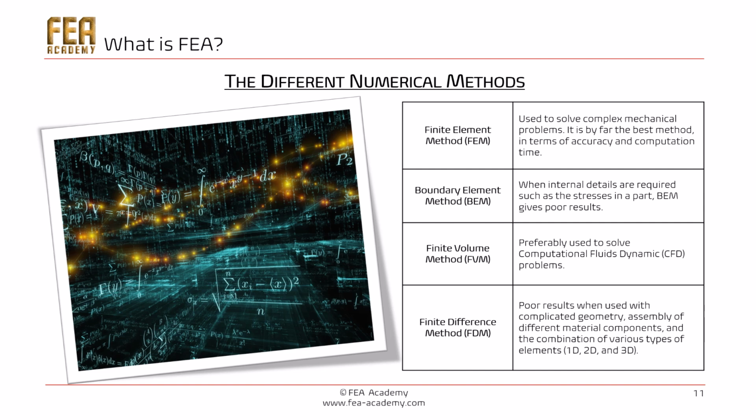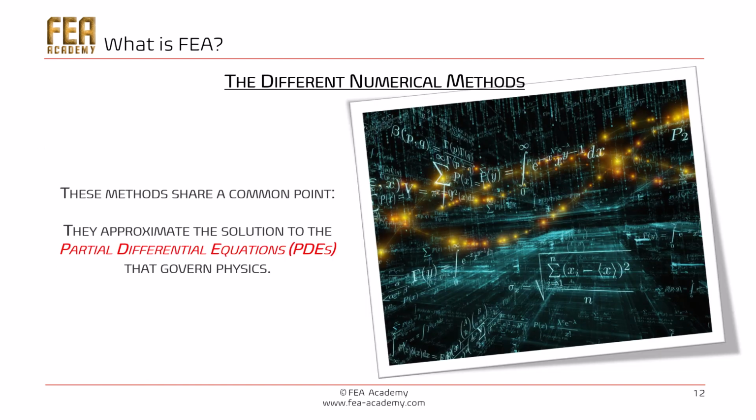The finite difference method has limitations when it is used with complicated geometry, assemblies of different material components, and combinations of various types of elements, the famous 1D, 2D, and 3D elements. So, to solve complex mechanical problems, the finite element method is by far the best method in terms of accuracy and computation time. But these methods share a common point. They approximate the solution to the partial differential equations that govern physics.